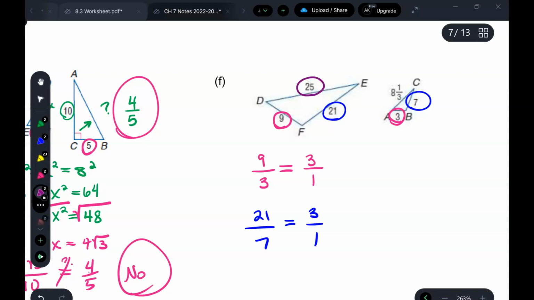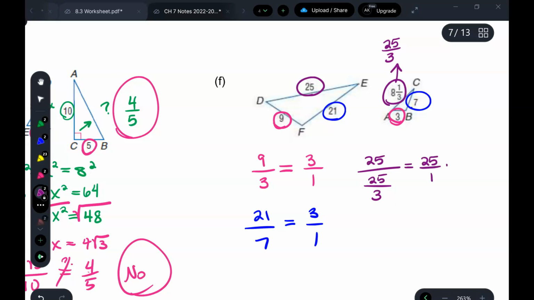Okay, and the last one. Okay, first thing I would do. Oh, that doesn't really help. Wait, how are we going to do 21 and 8? Okay, so let's make 8 and 1/3 into 25 over 3. I forgot how to make it a mixed number. You just multiply the bottom and add the top.